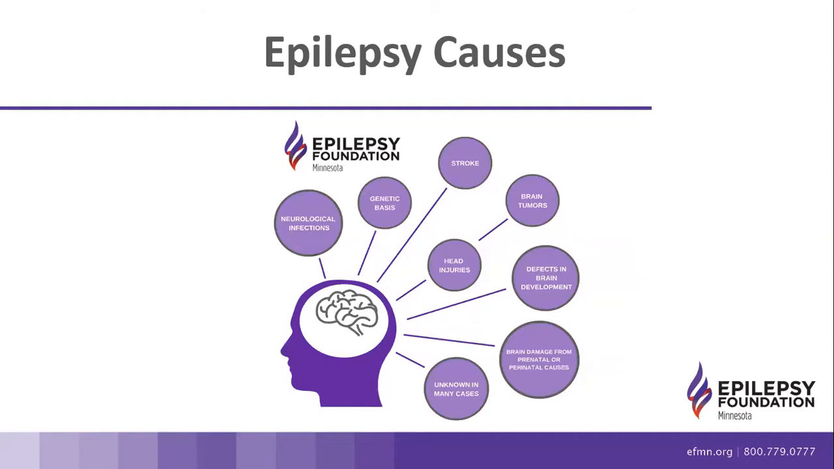So we've talked about what the diagnosis of epilepsy means. We've talked about what a seizure is. Now let's talk a little bit about why somebody is diagnosed with epilepsy. What are the causes that we know of that lead to the recurrence of seizures for an individual? Epilepsy has several different causes, and I'd like to start by talking about the physical reasons.